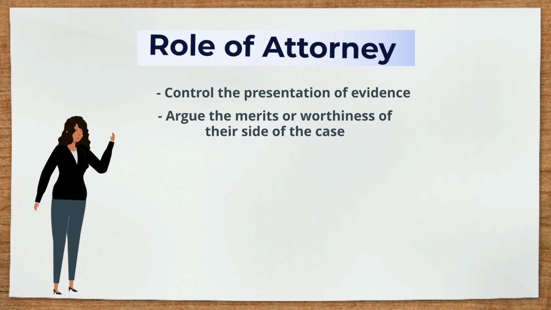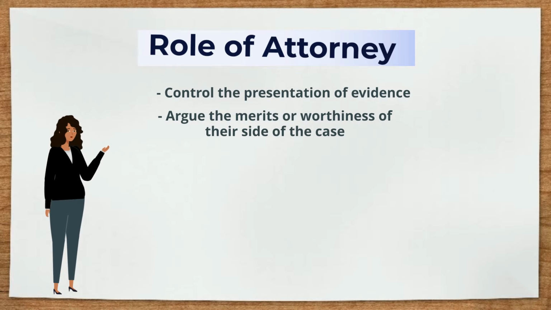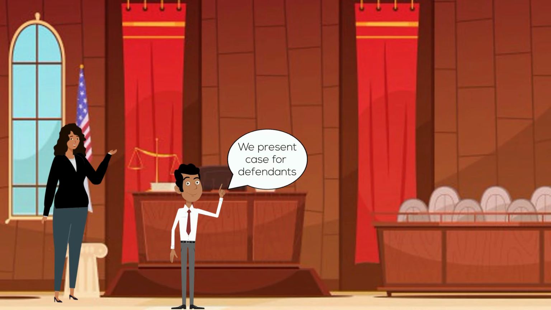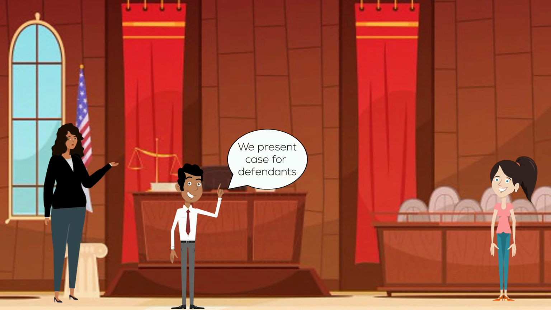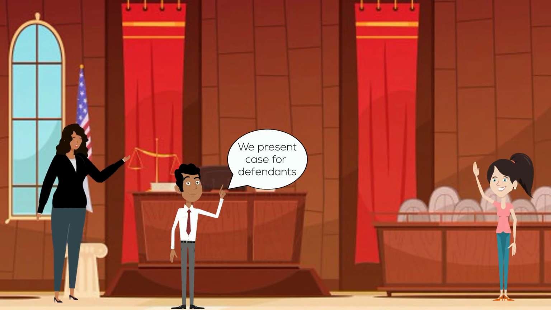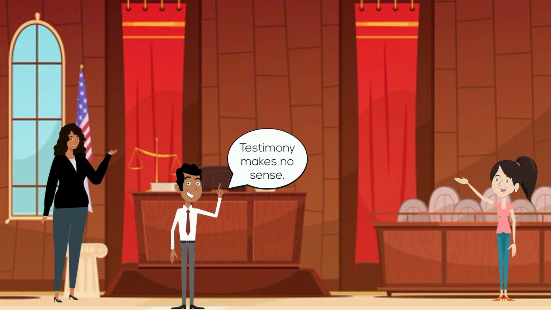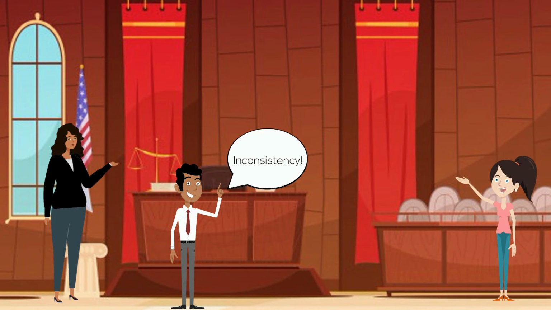They do not themselves supply information about the alleged criminal activity. Instead, they introduce evidence and question witnesses to bring out the full story. In particular, defense attorneys present the case for the defendants. They offer their own witnesses to present their client's version of the facts. They may undermine the prosecution's case by showing that their witnesses cannot be depended upon, that their testimony makes no sense, or is seriously inconsistent.